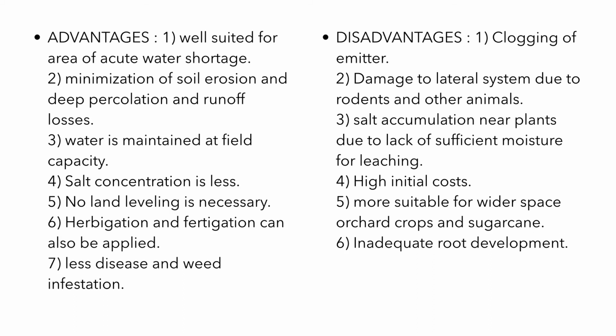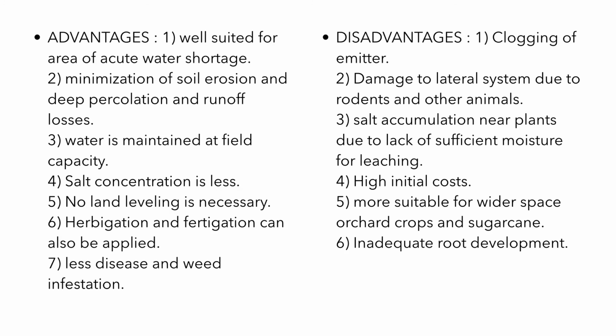The sixth advantage is herbicide and fertigation can also be applied. It means that herbicide and fertilizer can also be applied in this system through drips. The seventh advantage is less disease and weed infestation, means the attack of disease and pests will be lower in this type of irrigation system.